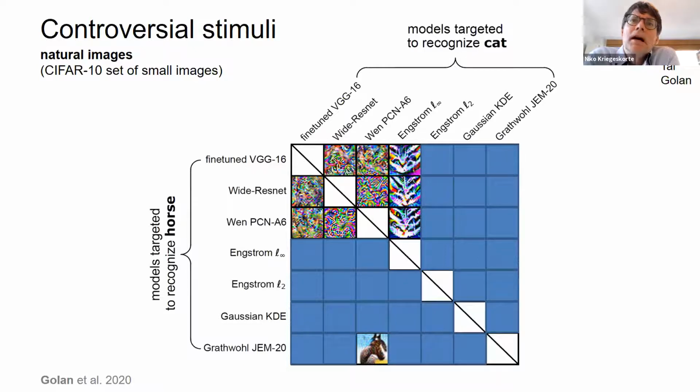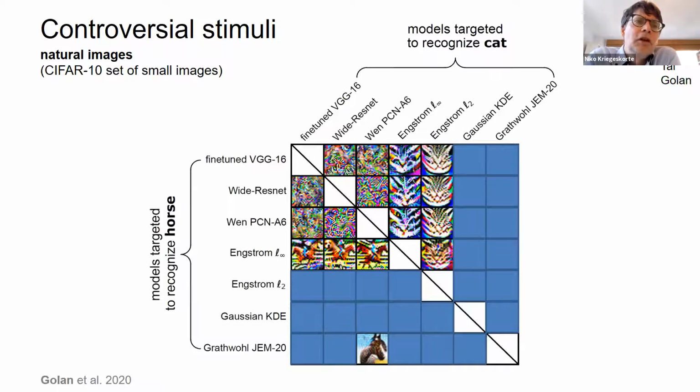So that model, I would say, from just eyeballing this, seems to dominate the first three models. And when we look at the ones optimized to look like a horse to Angstrom, they also look more like horses when the Angstrom L infinity is pitted against the first three models. So this seems to be a somewhat better model. And then when we look at the Angstrom L2 model, that in turn seems to dominate not just the first three models, but also the L infinity model.